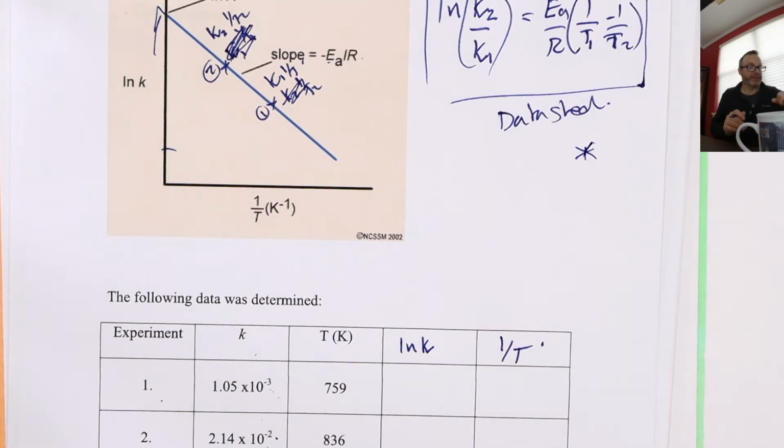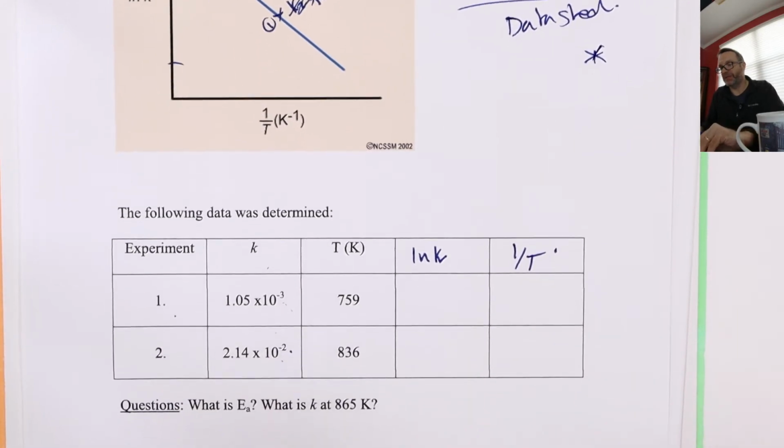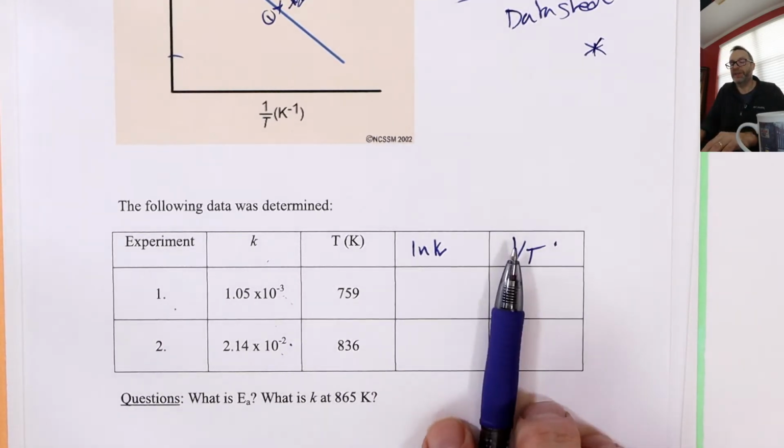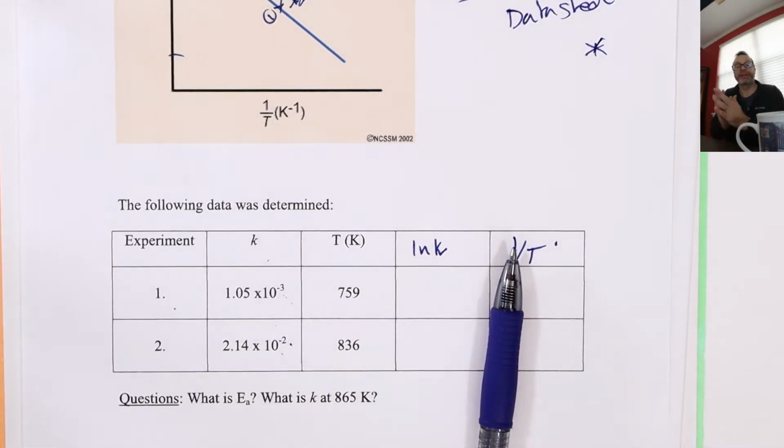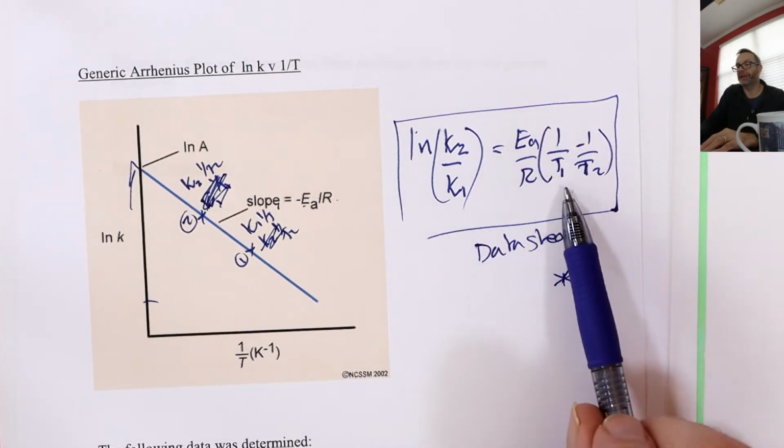Okay, so let's go through it nice and slow. This is a classic question, right? What is EA? So the whole point of this is to either plot a graph and then graphically find the slope. Slope is EA over R, multiply by R to get EA, right? Or use a table with two adjacent data points and use this thing here, okay?